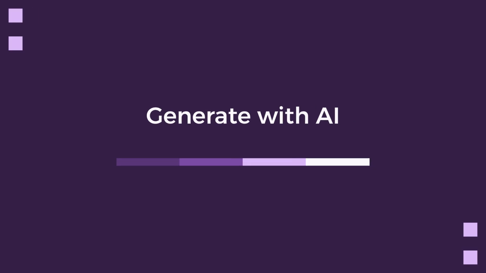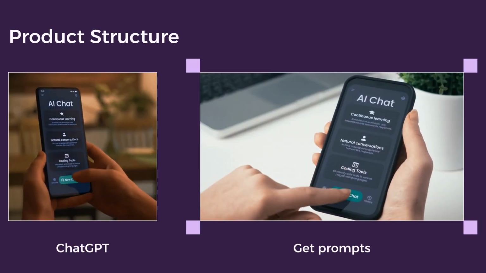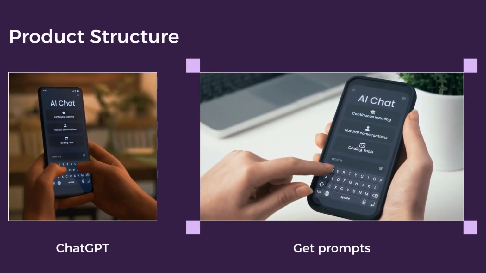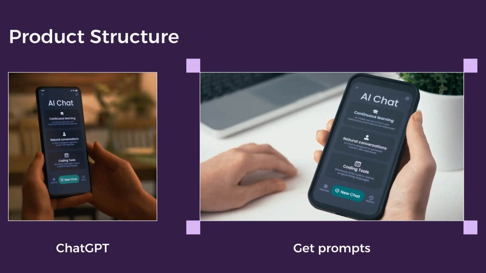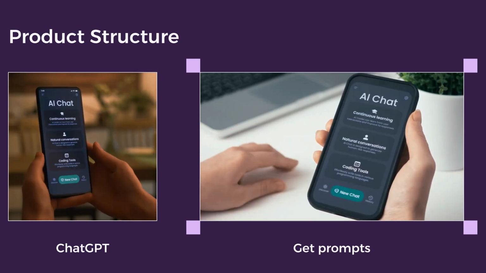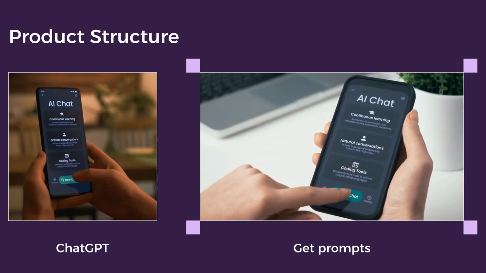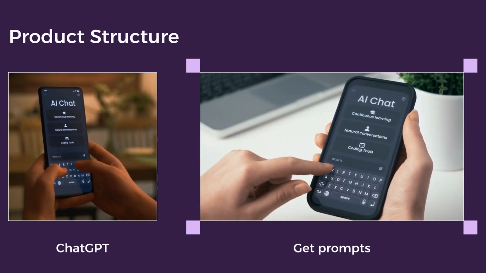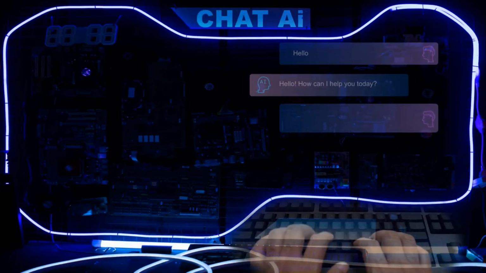Now, let's build the content using ChatGPT. This is where the magic happens. Open ChatGPT and ask it to create the structure for your product. You can say, create a 20-page gratitude journal with prompts, page titles, and short inspirational lines. Or create a weekly planner with categories, labels, and scheduling sections. In seconds, you get the full outline, ready for design.